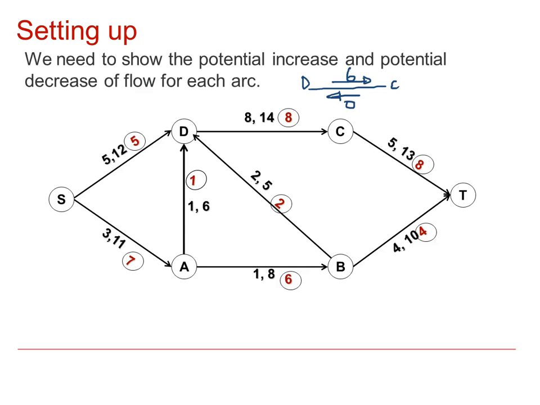Consider on the other hand SD. At the moment there is 5 flowing, so again we can't reduce that one, so that would be 0, but we could increase it by 7. Now look at SA. From S to A we've got a flow of 7. That could be decreased by 4, bringing it down to the minimum of 3, and could also be increased by 4.